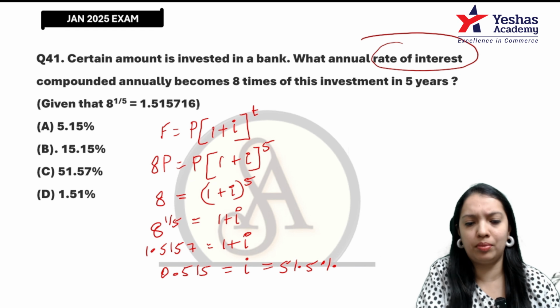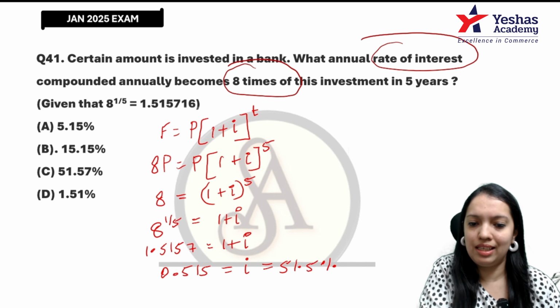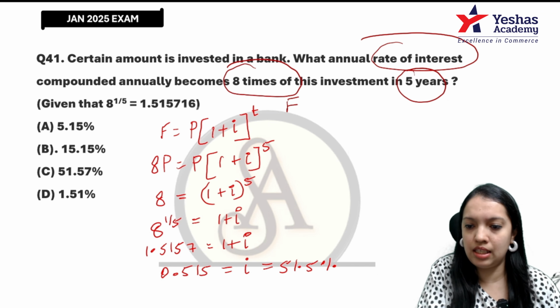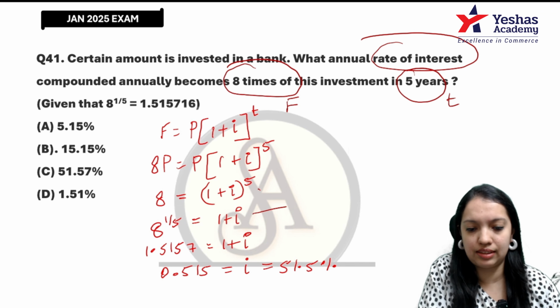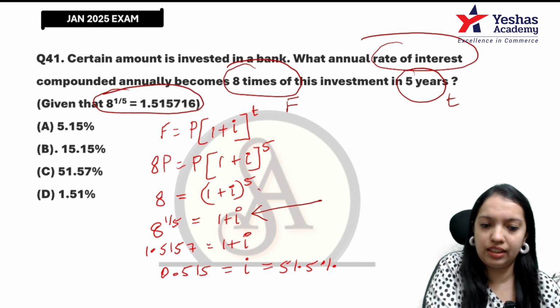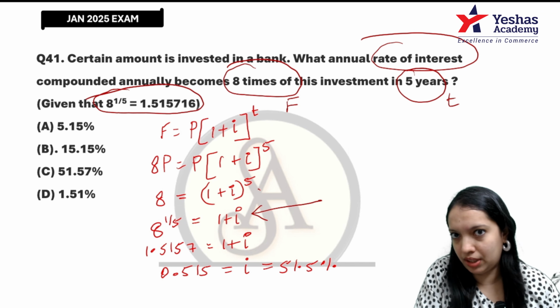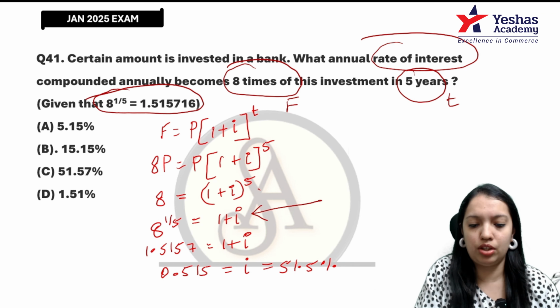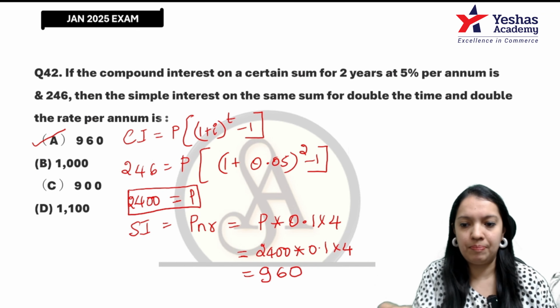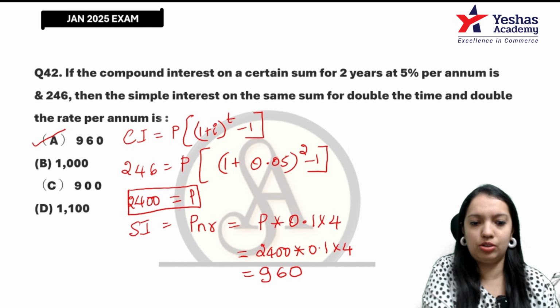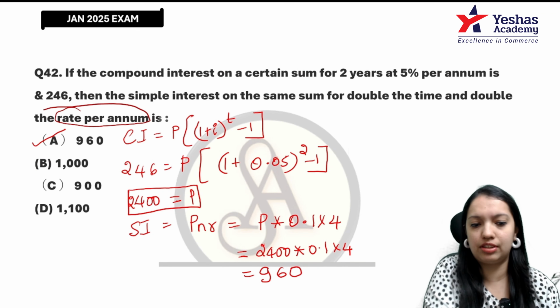Future value formula is P of 1 plus I to the power T. Future value has become 8 times. T, number of years, is equal to 5. Apply the formula. You might get stuck over here, so the clue is directly given in the question. Apply that clue in place of 8 to the power of 1 by 5. You get the I value as 51.57%.